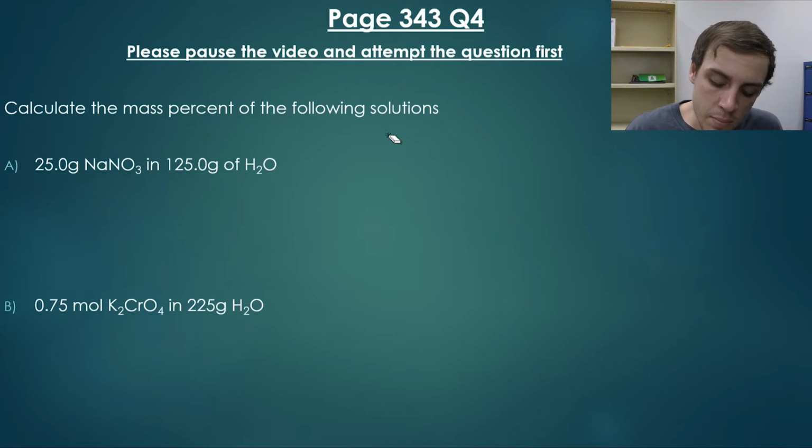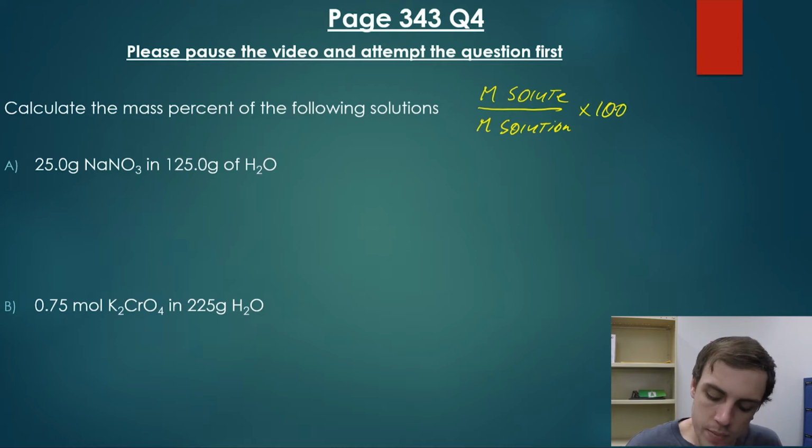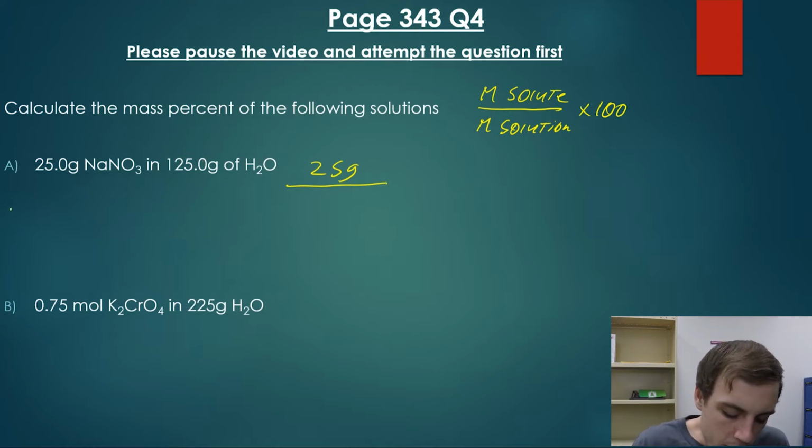So remembering that the mass percent is the mass of the solute over the mass of the solution times 100. So we have 25 grams of sodium nitrate, so 25 grams divided by, so we have 125 grams of water. So remembering that solute plus solvent equals solution.